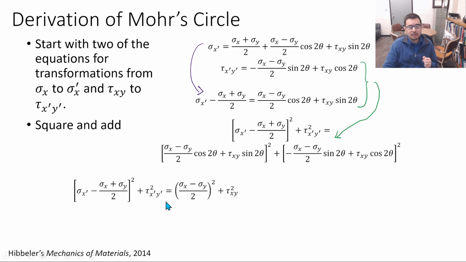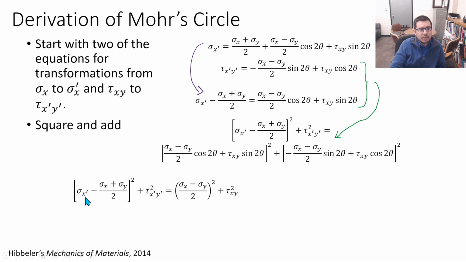How do we get a circle out of this? Well, let's take a look. We know that the equation of a circle can have an (x minus xc) quantity squared plus (y minus yc) quantity squared equal to some radius squared. So that's kind of what we begin to see here.